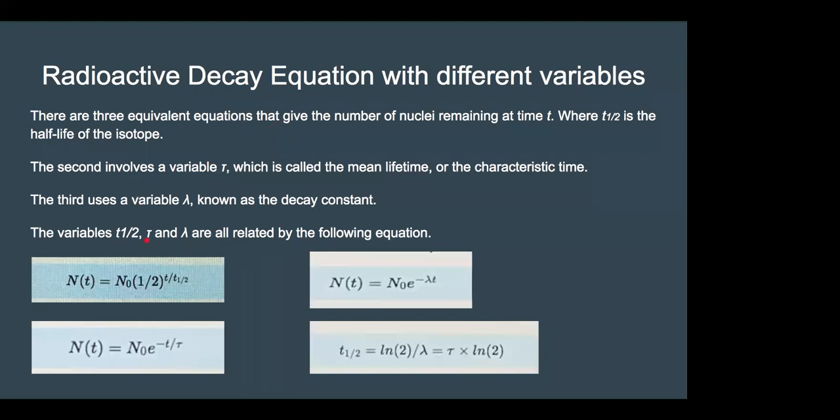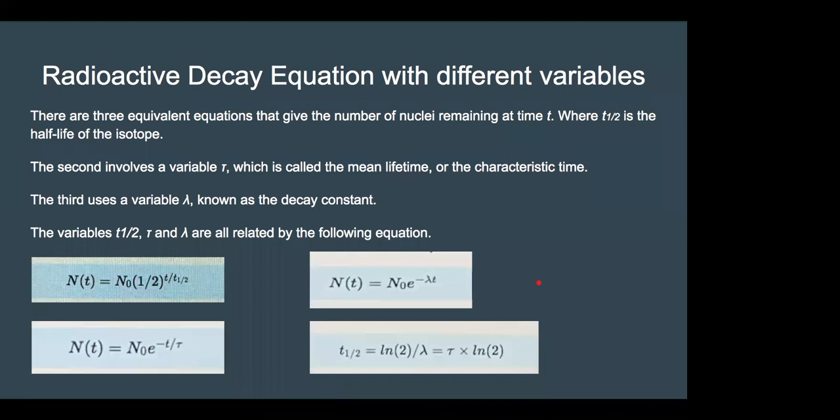And the second involves a variable tau, which is called the mean lifetime or the characteristic time. And the third one uses a variable lambda, known as the decay constant. And the variables t 1/2, tau and lambda are all related by the following equation, which is this one.